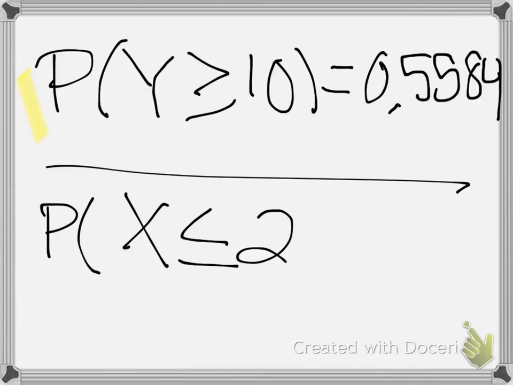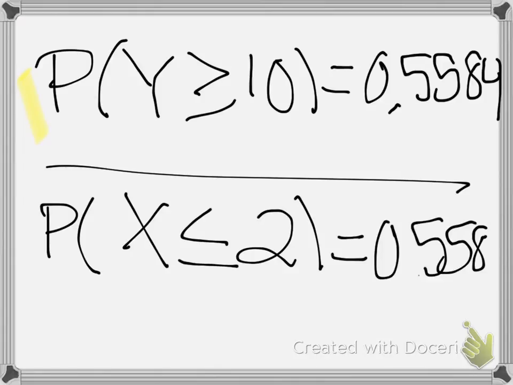Now, the next part of the question says, how is this related to the probability of X is less than or equal to 2? Well, this should be the same. Why is that? You can type that in your calculator and see that. It makes sense. Think about it. Y is the number of people who tell the truth and get a truth exam.